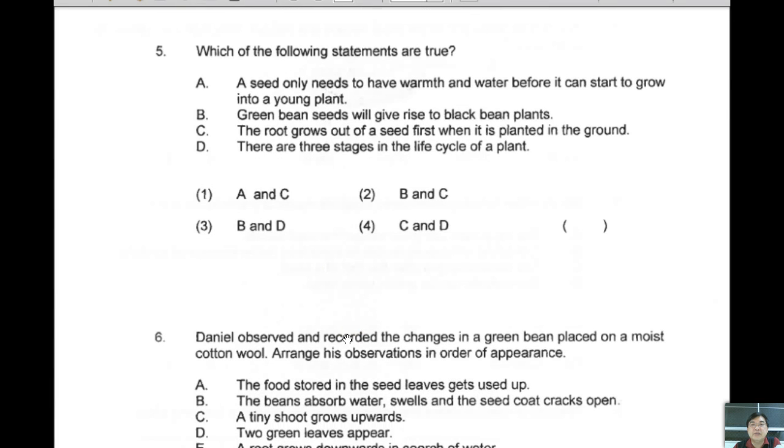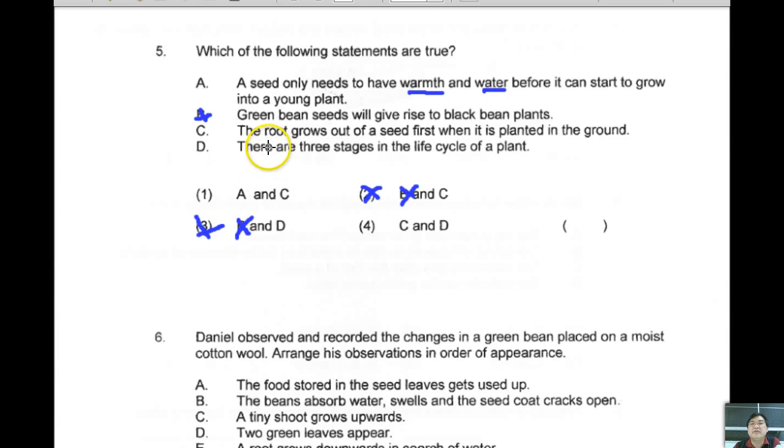Now, which of the following statements are true? A seed only needs to have warmth, warm water before it can start to grow into a young plant. Of course, there's another fact. It needs air also, right? There's something we have to be alert to. Then later on, let's take a look. Green bean seeds will give rise to black bean plants. This is totally wrong. So any answers with B is wrong. So we are left with 1 and 4 to choose from.